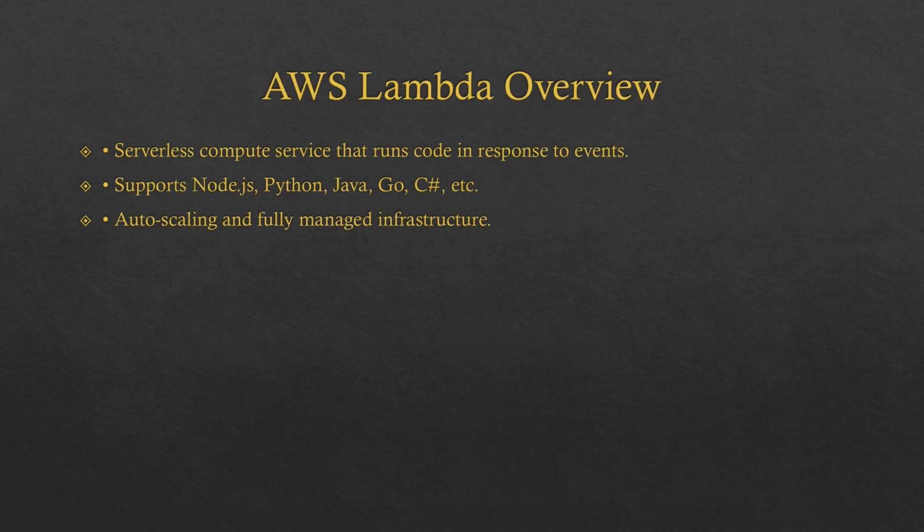Let's start with AWS Lambda. It's Amazon's serverless compute service that lets you run code in response to events. You can use it with languages such as Node.js, Python, Java, Go, and C Sharp. Lambda automatically scales and manages the underlying infrastructure for you.